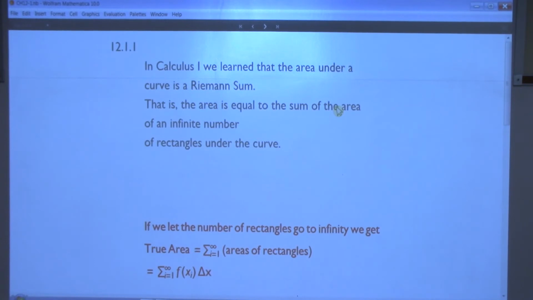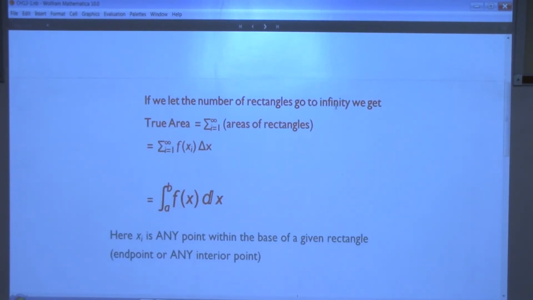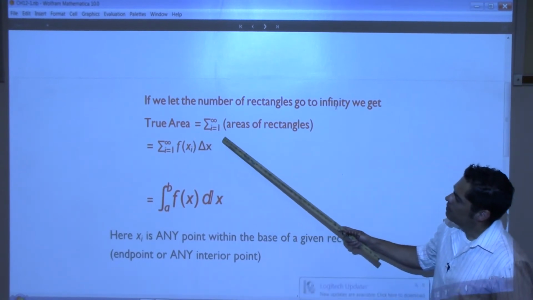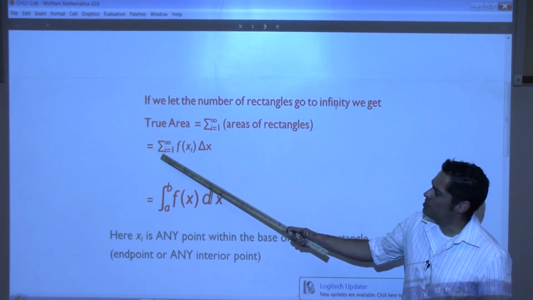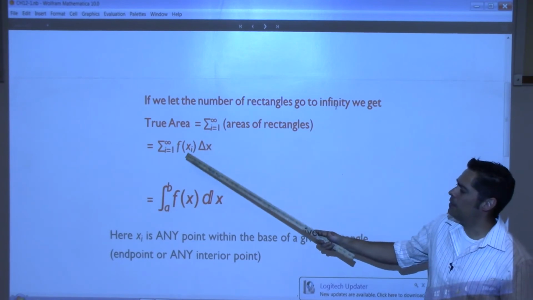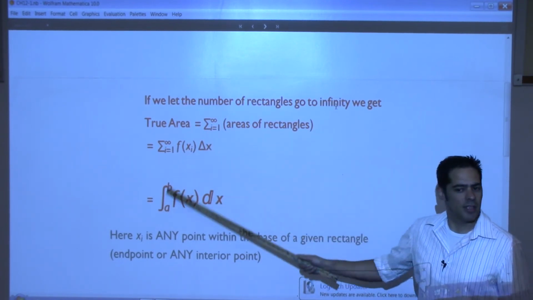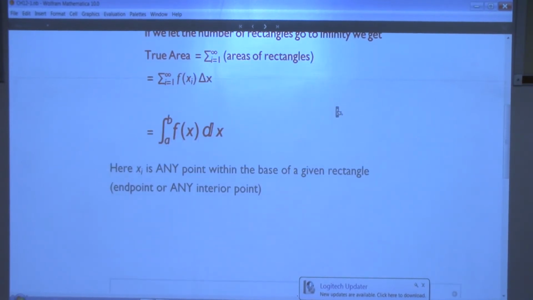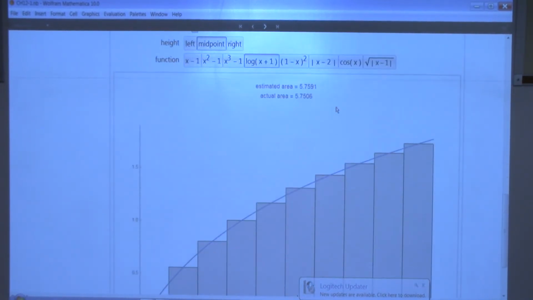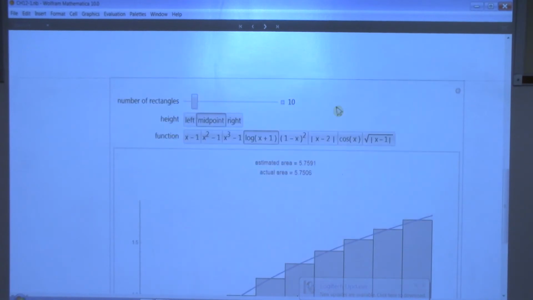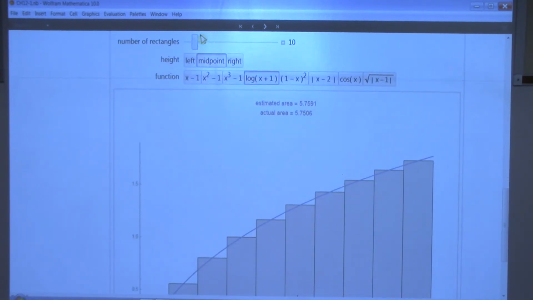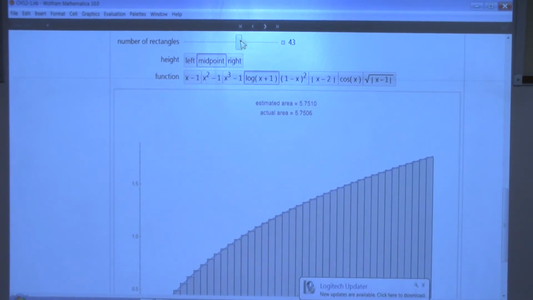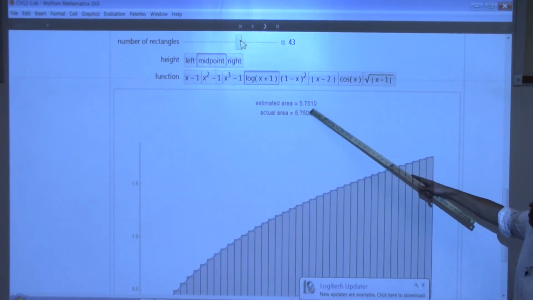All right, here we go. So we have the Riemann sums. The total area, like I just said: you take a summation symbol, you let there be an infinite number of rectangles, and it becomes this integral symbol instead. Here's a picture of what I was just saying. And the more rectangles you have, the closer your estimated area gets to your true area.